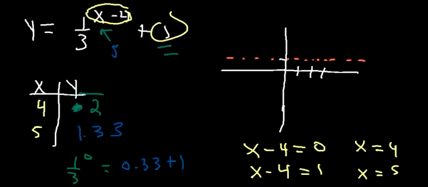So 1, 2, 3, 4, 5. When x is 4, y is about 2. So it's somewhere over here. And when x is 5, it's about 1.33. So over here. So with those 2 points, we can see that if we start from the horizontal asymptote and follow those 2 points, the graph is going like this. And as long as you have those 2 points and the asymptote, you know which direction you're going to go. Just start from the asymptote and follow the points.